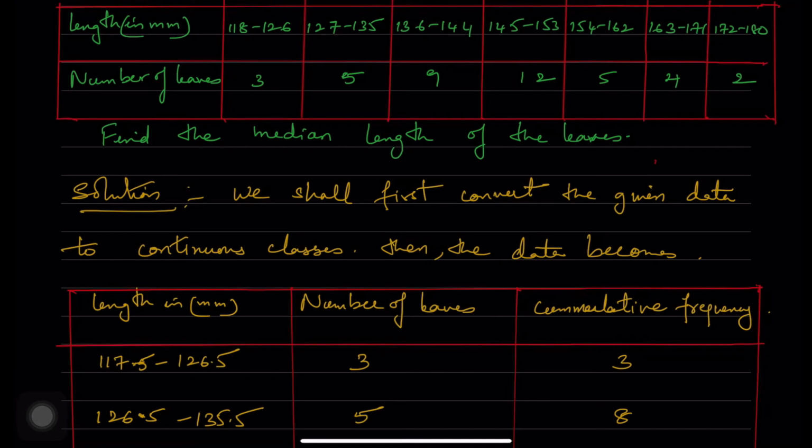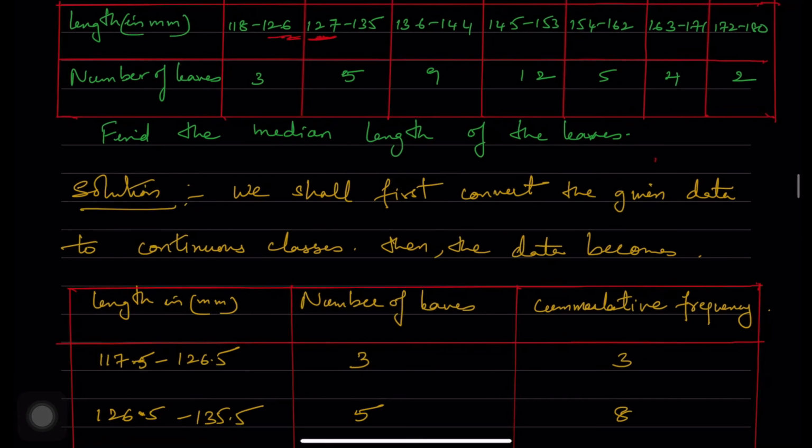Now here you can see in the data that 118 to 126 is given. Next is given as 127 to 135. Now we can see that 126 and 127, the upper limit of the first class and the lower limit of the next, are not equal. They have to always be equal, then only you can find out the three central tendencies very easily. You will get the correct observation.